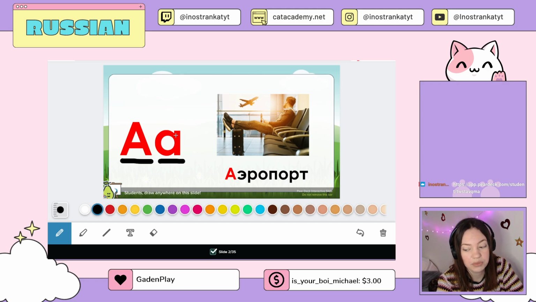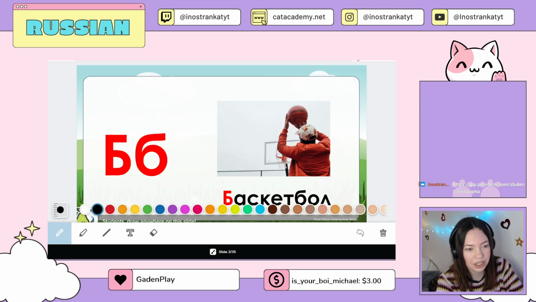A. Almost the same like in English. In English we say A, but here is A. And the word that begins with this bukva, with bukva A, is aeroport. Aeroport. The stress is on the last syllable, port. It's not very difficult, and basically in English it's the same, airport. So not that difficult.